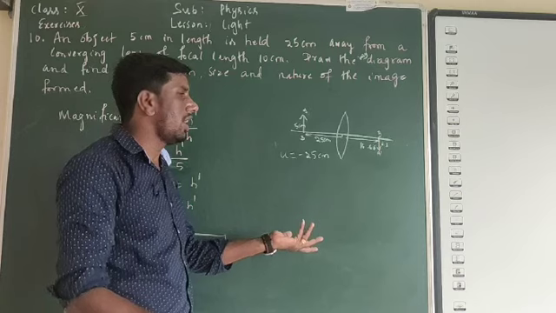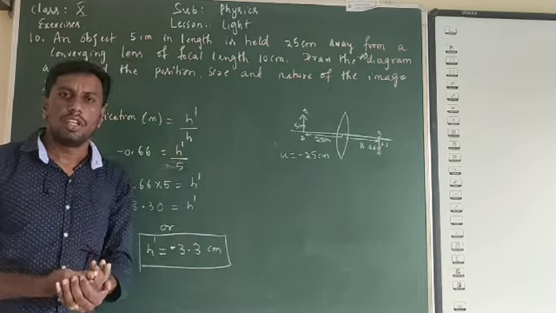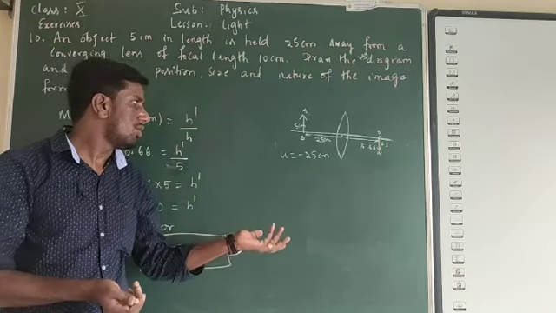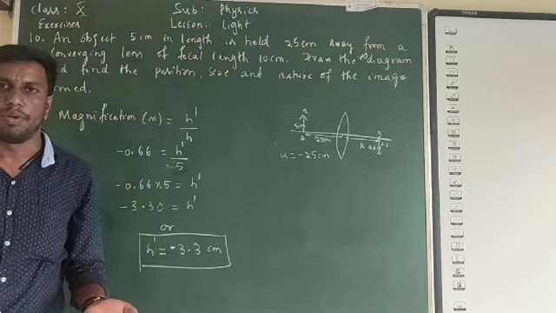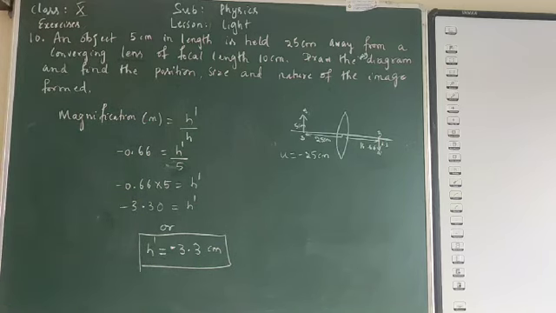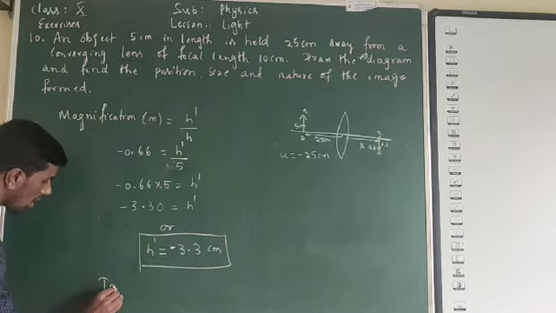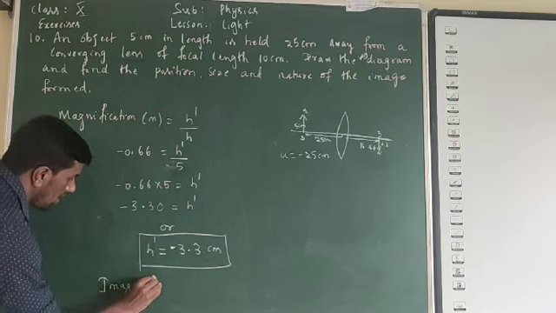So of course it is a real image. A real image is always inverted. So this indicates that the height of the image is minus 3.3, and this indicates that the image is diminished.